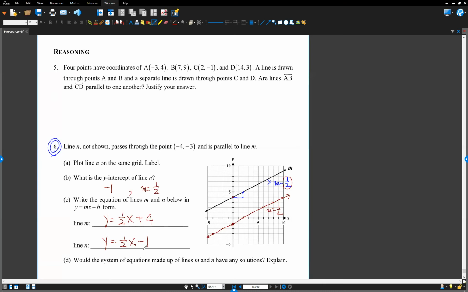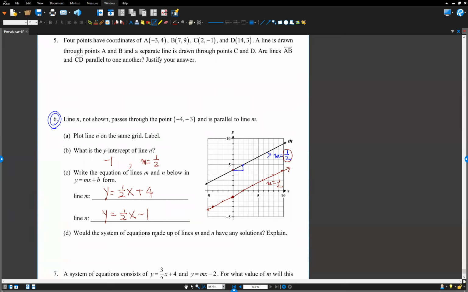Because they are parallel, there's no x-intercept. That means what? No solutions. So does the system of equations made of line M and line N have any solutions? No, because they are parallel. For parallel, you can use these symbols. They never have intersections, and the intersection point is the solution of a system of equations, okay?